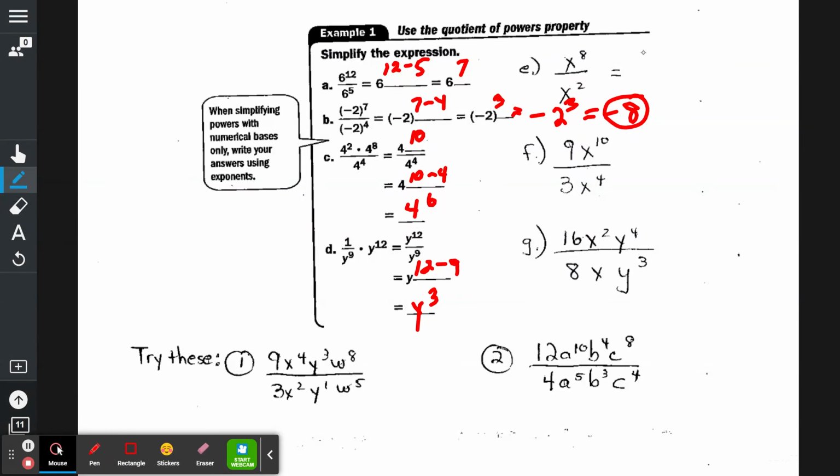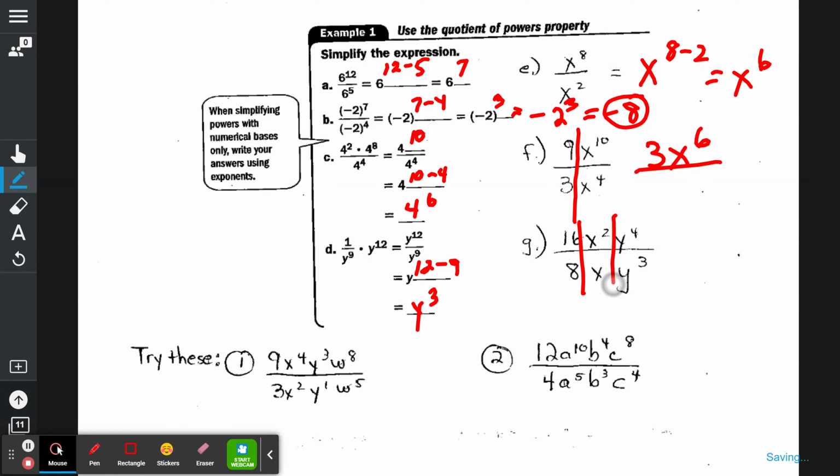For e, this becomes x to the 8 minus 2, which is x to the 6th. Now here, when you get fractions like this, remember, numbers always do what numbers do. You do not do 9 minus 3. This is 9 over 3, which is 9 divided by 3, which is 3. This is x to the 10th over x to the 4th, which becomes x to the 10 minus 4, which is x to the 6th.